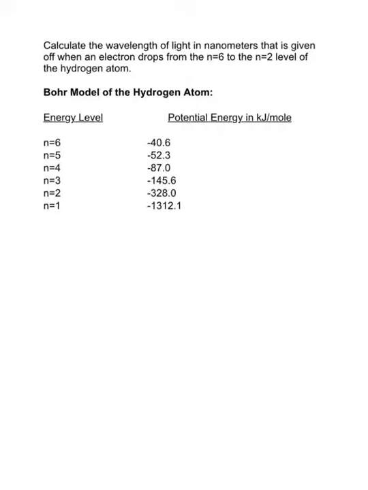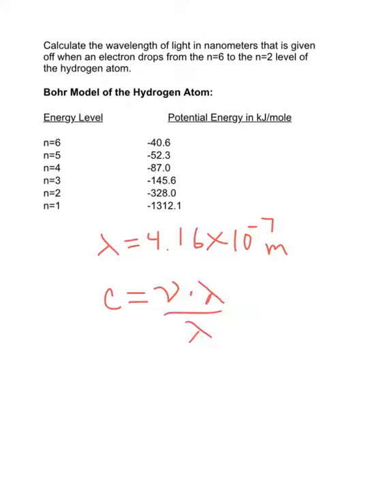Okay, so lastly, we had just figured out that the wavelength was 4.16 times 10 to the negative 7th meters. And if I could also ask you to find the frequency. Well, if I have wavelength, the equation to find frequency would be c equals frequency times lambda, or wavelength. And so I'm going to solve for frequency, so I'm going to divide both sides by lambda.